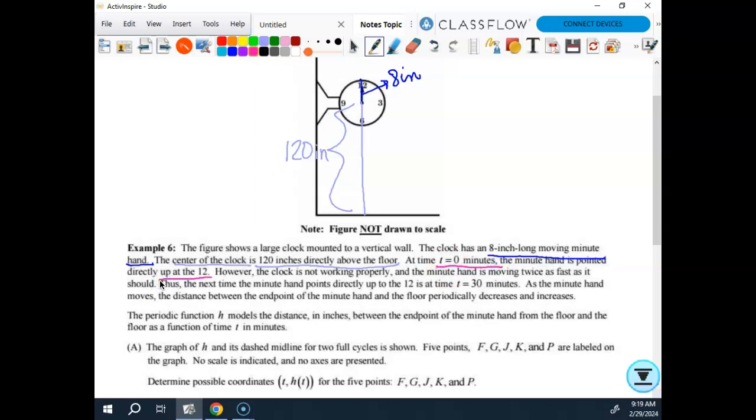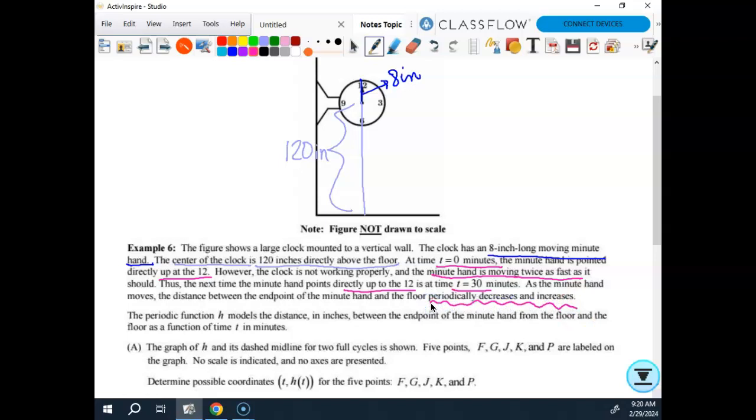However, the clock is not working properly, and the minute hand is moving twice as fast as it should. Thus, the next time the minute hand points directly up at 12, it's at t equals 30 minutes. As the minute hand moves, the distance between the end point of the minute hand and the floor periodically decreases and increases. So here's what this means.